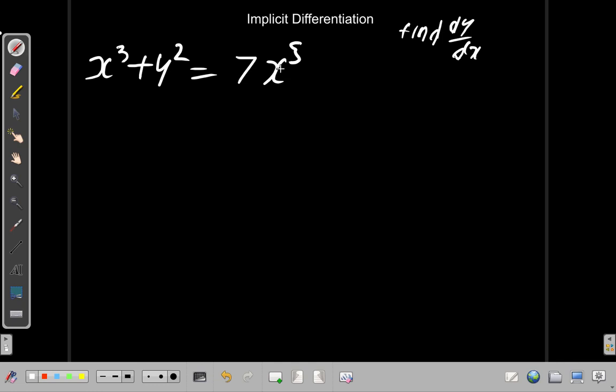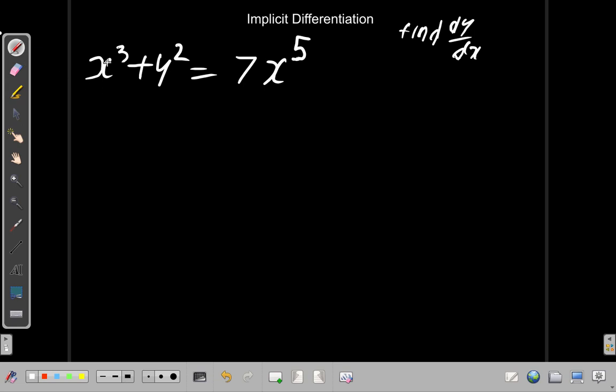Now, in that case, you want to find dy by dx. Let's see what would happen in this case. You have the derivative of each term with respect to x. Let me write this 5 a little clearer. Okay, good. Let's look a little better now.